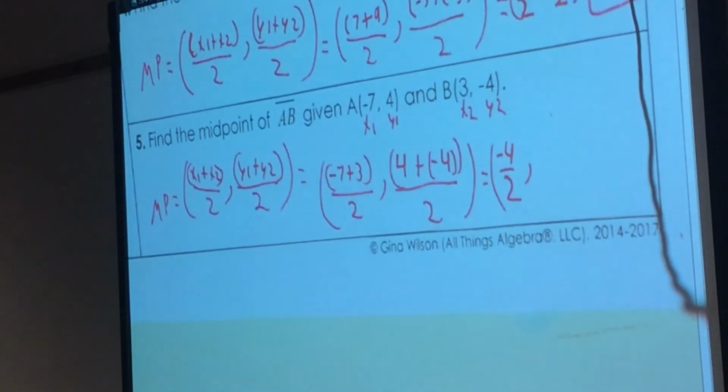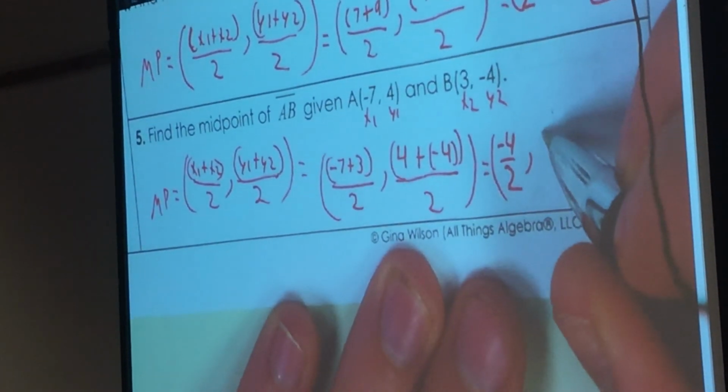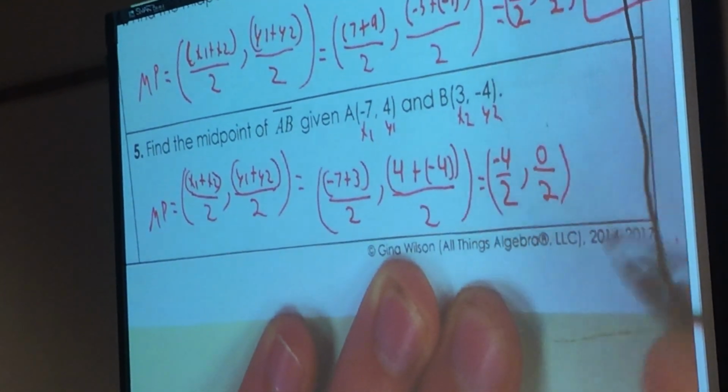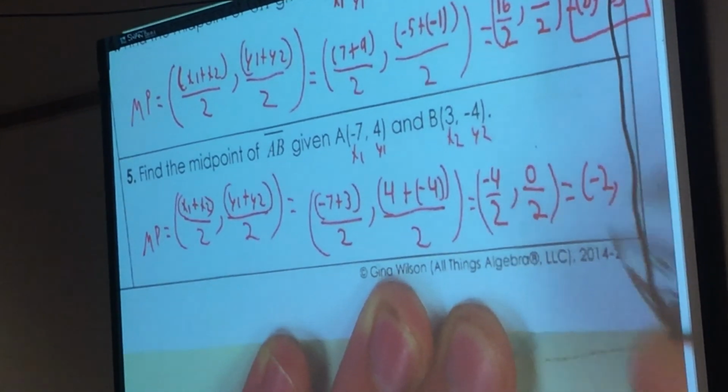What is 4 plus -4? Or it'd be 4 minus 4. That would be 0, right? And that would be 0 over 2. Now first let's say -4 divided by 2 is -2.